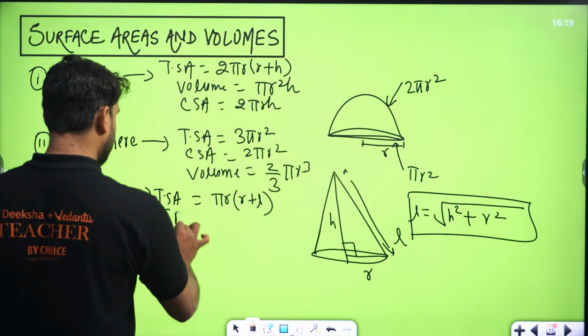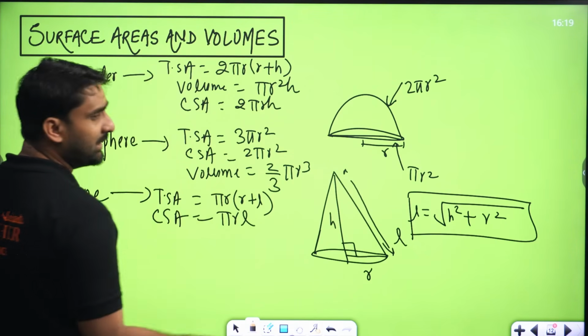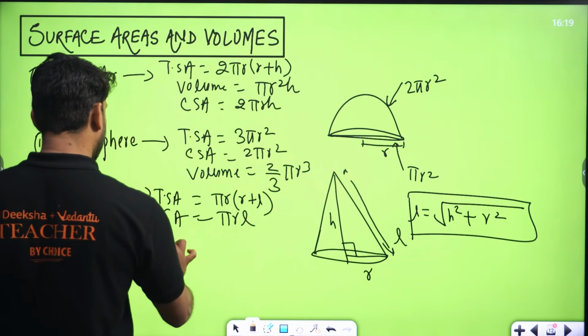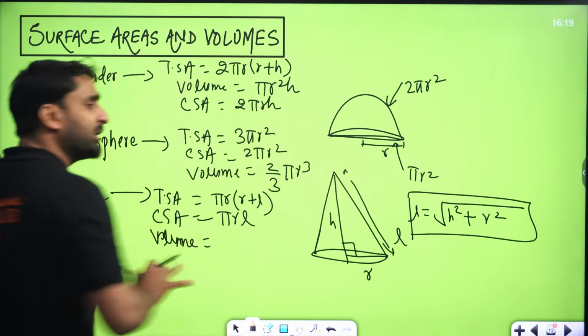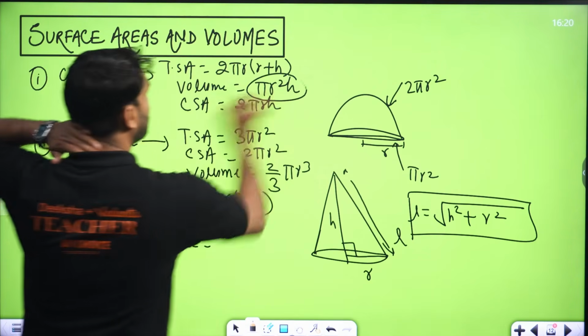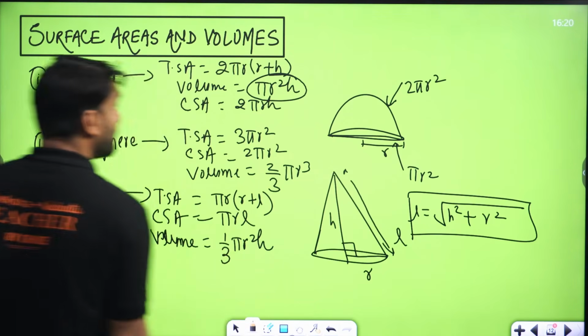So the curved surface area of the cone is pi r L. L will not always be given, so we can find L by using this formula. And if I talk about volume, the volume is 1/3 of a cylinder if the height and radius are the same as the cylinder. So the volume of the cylinder is pi r square H, and the cone is 1/3 of this.